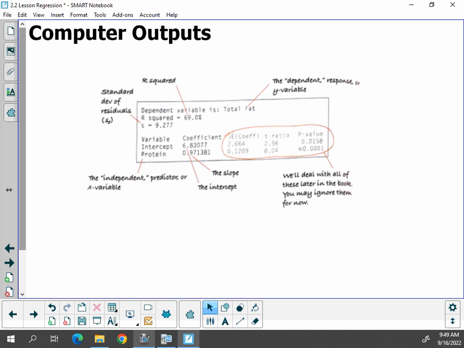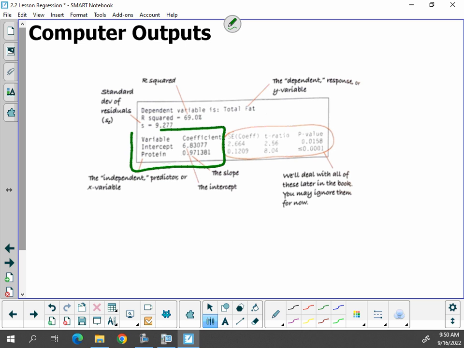I also want to show you that sometimes you'll see these computer data outputs, and there's a lot of information in there, but what we can get is the intercept and the slope right here. This information that's circled is something we'll deal with later. This is from the book.